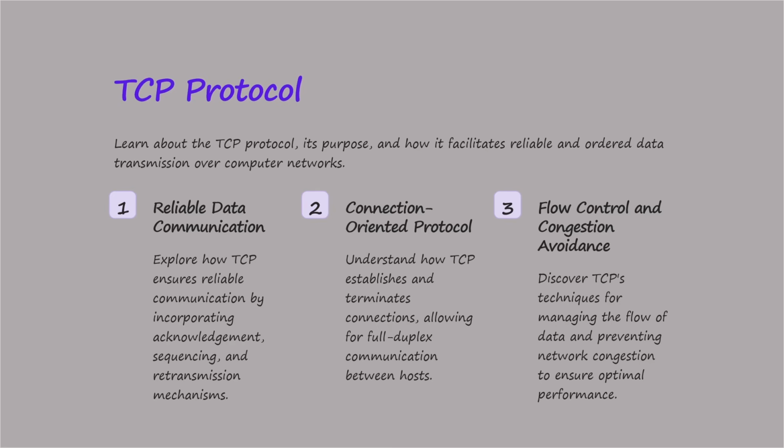Okay, so TCP protocols. We learn about the TCP protocol, its purpose, and how it facilitates reliable and ordered data transmission over a computer network. First, reliable data communication: explore how TCP ensures reliable communication by incorporating acknowledgement, sequencing and retransmission mechanisms. Second, the connection-oriented protocol: understand how TCP establishes and terminates connections and allows full duplex communication between hosts. And third, flow control and congestion avoidance: discover TCP's techniques for managing the flow of data and preventing network congestion to ensure optimal performance.